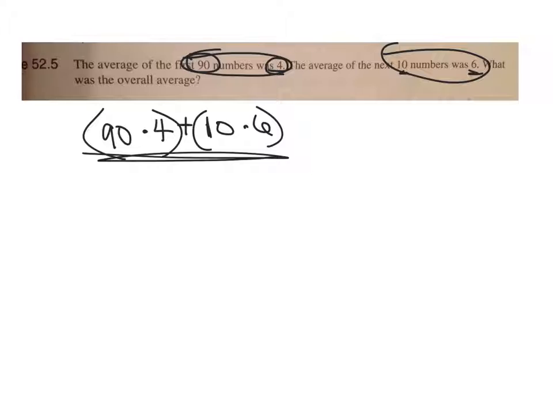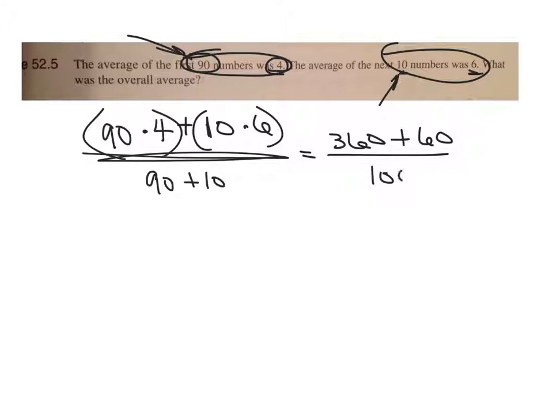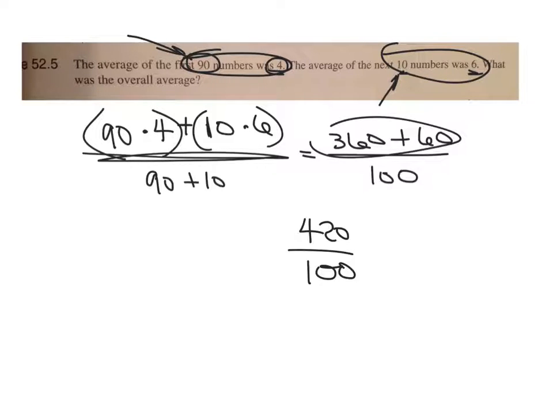Then we do a division, and we put the number of numbers we have. There were 90 numbers here, there were 10 numbers here. 90 times 4 is 360. 10 times 6 is 60. Divided by 100. So 360 plus 60 is 420, and that's over 100. You divide that out, and we get 4.2. So that is considered the overall average. That is all there is to that.